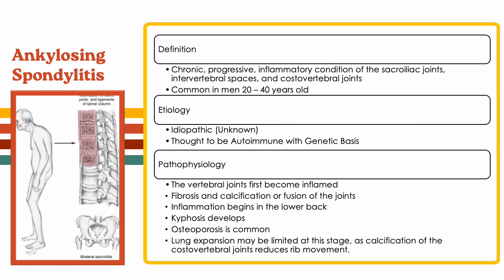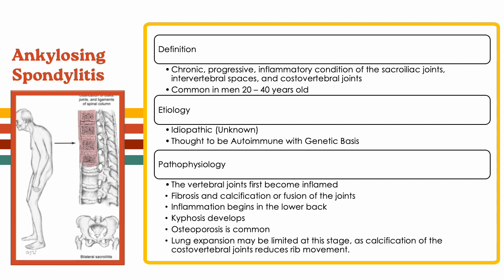Next, we have ankylosing spondylitis, and this is a progressive inflammatory disorder. It is chronic, and it normally occurs in your sacroiliac joints, intervertebral spaces, as well as your costovertebral joints, and it's common in men, normally ages 20 to 40 years old. We think it's an autoimmune disorder with a genetic etiology, but ultimately it is idiopathic per our perspective.